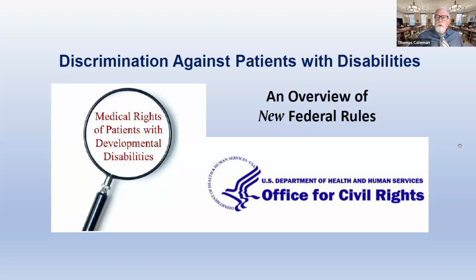The new federal rules were issued in May of 2024 by the Office for Civil Rights of the United States Department of Health and Human Services. And the rules prohibit discrimination against patients with disabilities. Today, I want to give you an overview of these new federal rules and how they, in particular, apply to patients with developmental disabilities. But what I'm about to explain to you would also apply to people with other types of cognitive or mental disabilities.